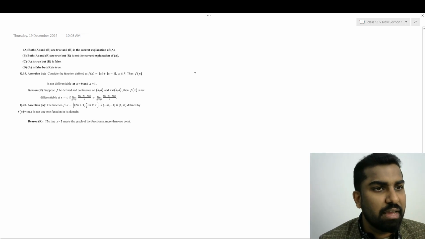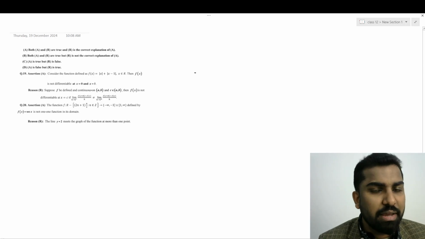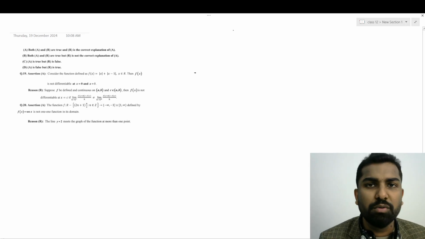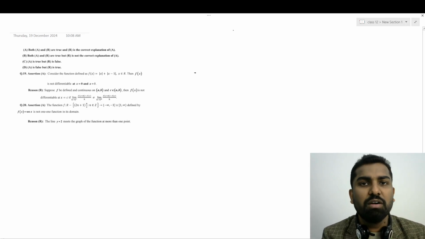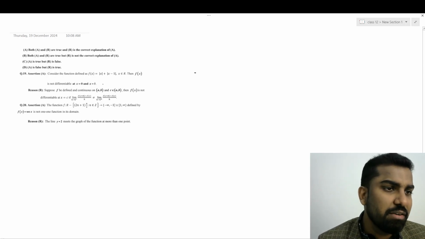Consider a function f of x equal to mod x plus mod x minus 1, x belongs to R. Then f of x is not differentiable at x equal to 0 and x equal to 1. So as we know, modulus function is always continuous, right? Modulus function is always continuous because we know the graph of this modulus function and the proof also we studied. Okay, so for solving MCQ, that much understanding is not at all required. So just understand modulus function is always continuous.